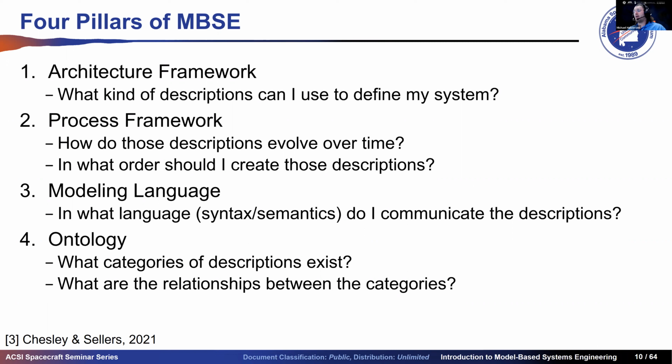You have a modeling language with a defined syntax and semantics, where you have expressions in the modeling language, and the syntax is how those expressions are structured, and the semantics is what those expressions mean when they are structured that way. Finally, you have an ontology, which is a taxonomy of entities. So think kingdom, phylum, class, order, family, genus, species, but there's relationships between the entities in that taxonomy.